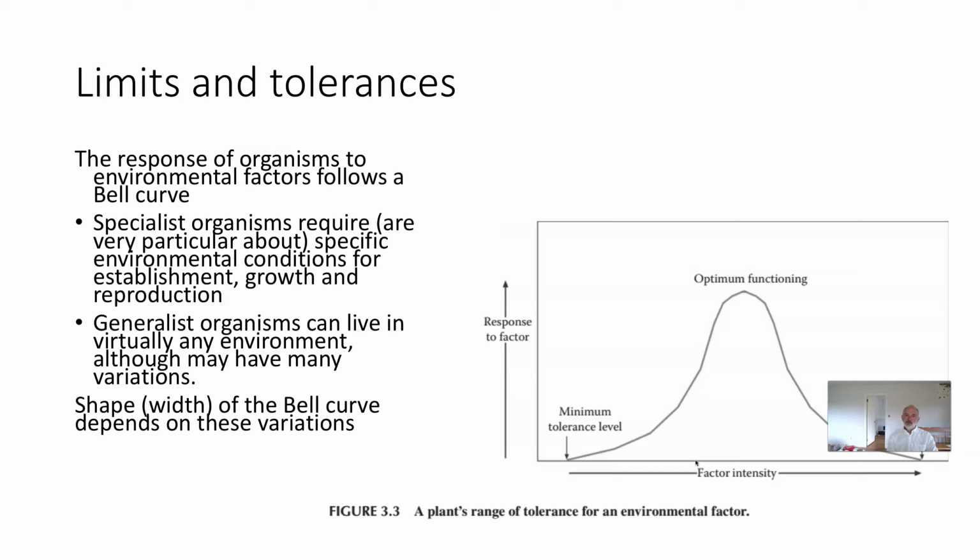Generalist organisms have evolved to be able to work across a wide range of conditions. You can think of this as they could tolerate a little bit of water or a lot of water. They can work optimally across a range of conditions, and so they would have a wide bell curve. And again, all of these curves are happening for different factors at the same time.